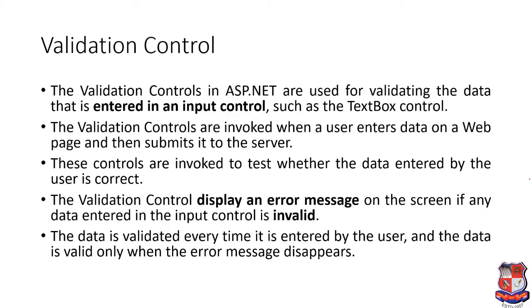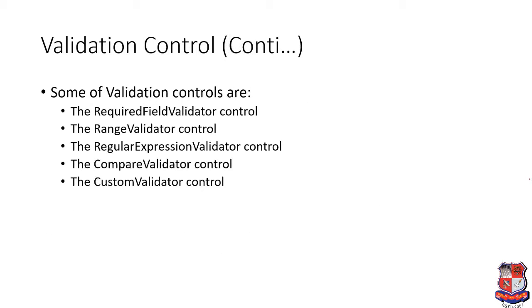The data is validated every time it is entered by the user, and the data is valid only when the error message disappears. So every time the user enters data, the validation control validates it, and it will give the error message until proper data is entered. If the user enters valid data, then the error message will disappear.